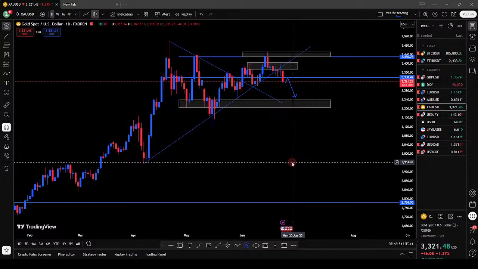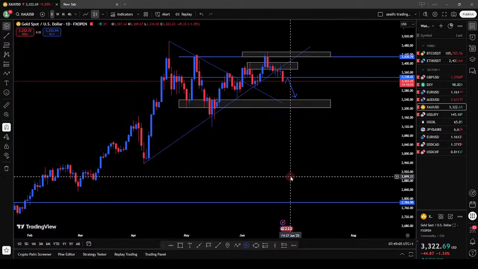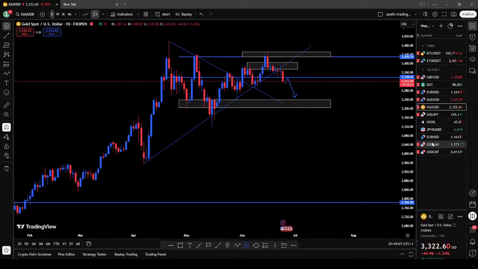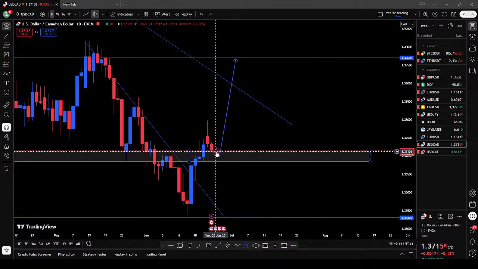Because nothing is sure in this market. There's no 100% accuracy in this market. So nothing is sure. What I also said is I'm expecting a price action setup from this level also.